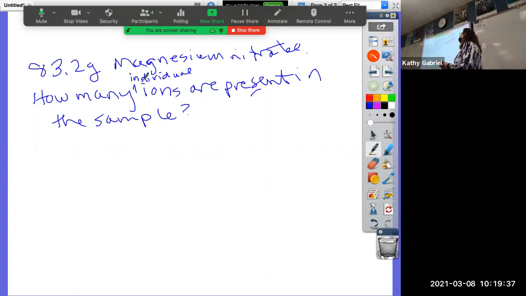Okay, Bella, what am I given? I'm given grams, right? So how do I get out of Gramville? It doesn't matter where I'm going. How do I get out of Gramville? I've got to use what? The molar mass. So you've got to find the molar mass. There's no way out of it. If you're in Gramville or you've got to get to Gramville, you're going to need that molar mass.